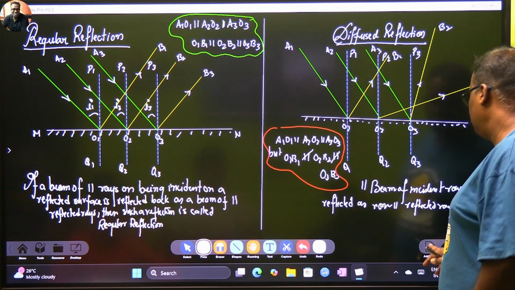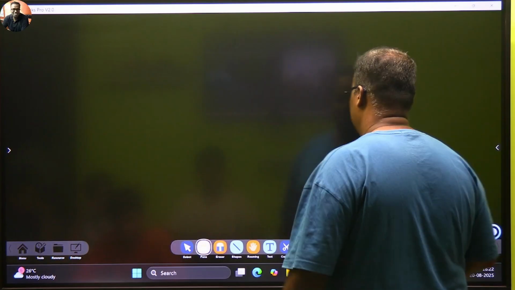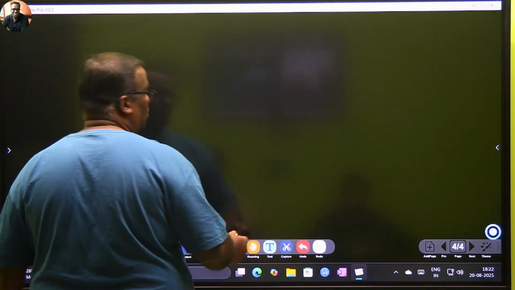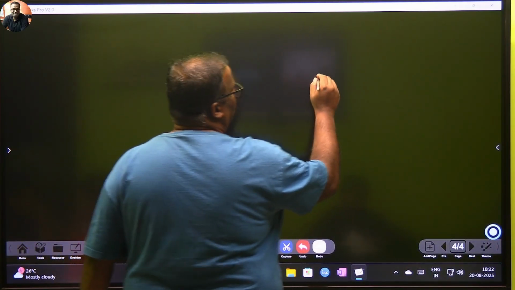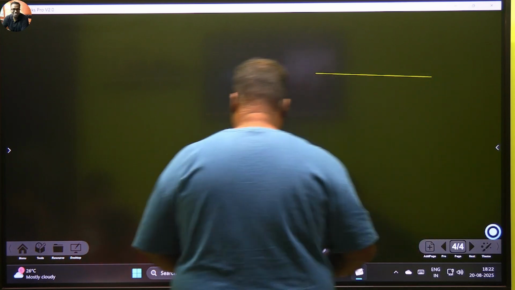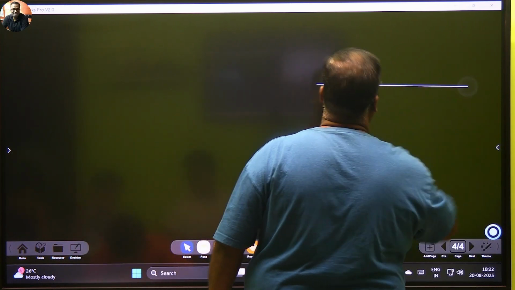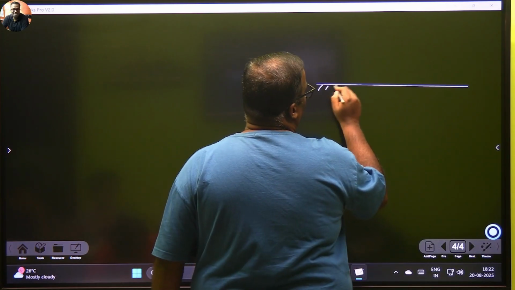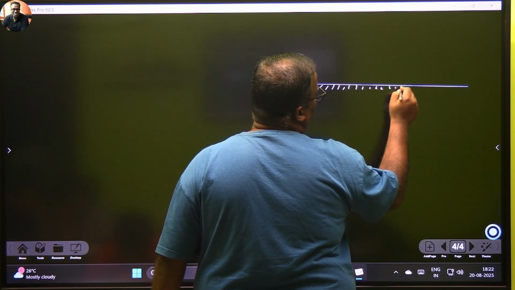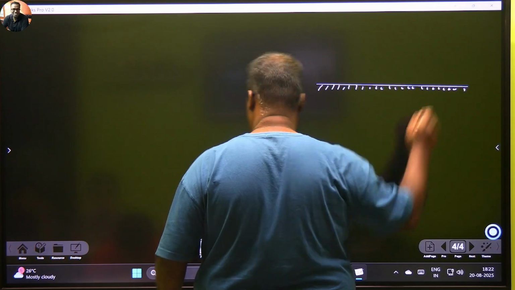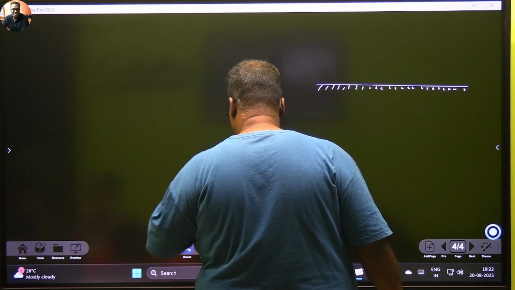So to do that quickly, I can't copy that diagram because that was wrong. So let's try and understand what is happening in diffuse reflection. So this is my reflective surface, and I'm drawing it very quickly now. I won't label it. So I have got three incident rays.